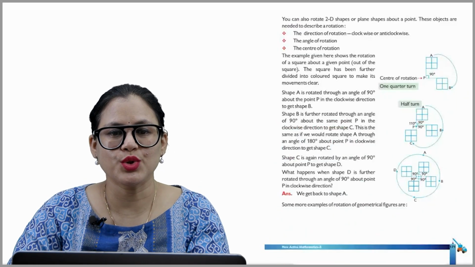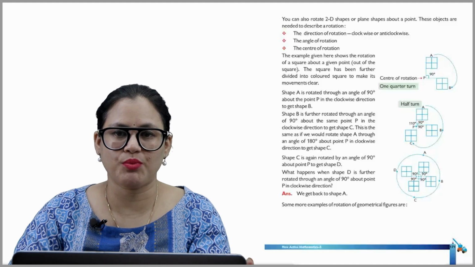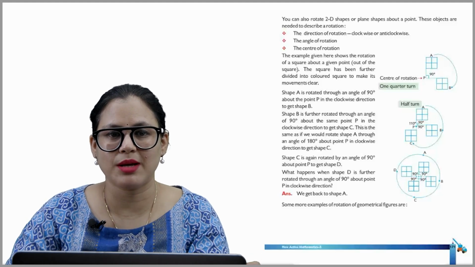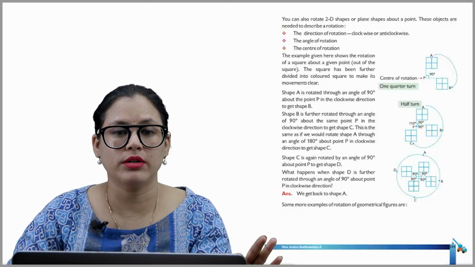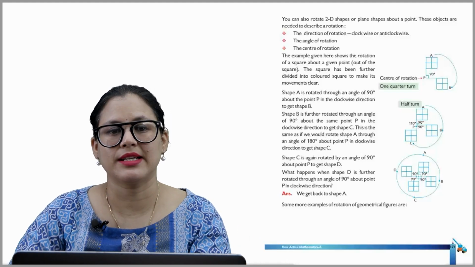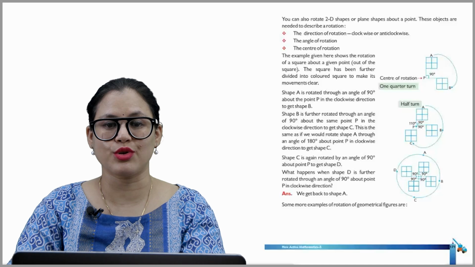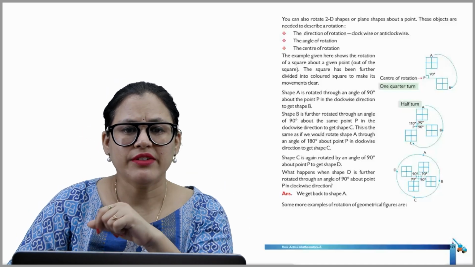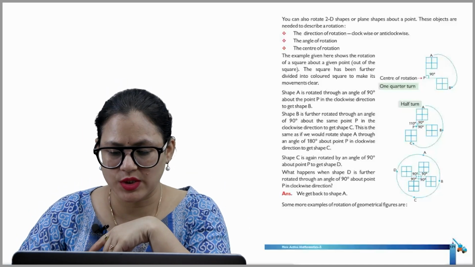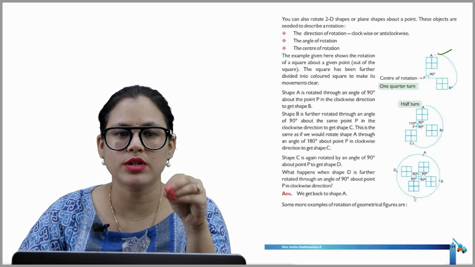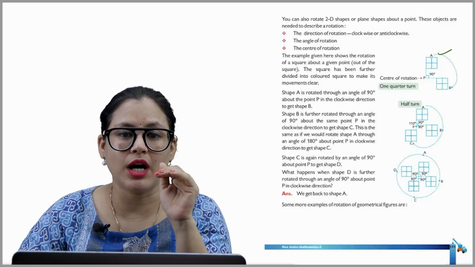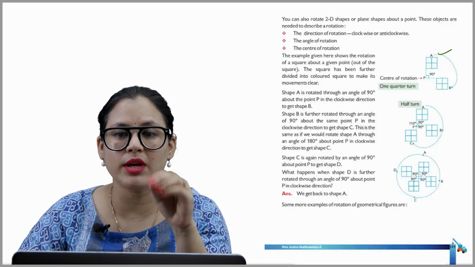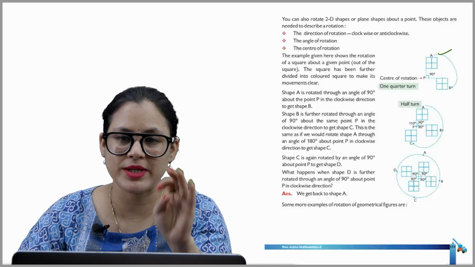You can also rotate 2D shapes or plane shapes about a point. These objects are needed to describe a rotation: the direction of rotation, clockwise or anti-clockwise, the angle of rotation, and the center of rotation. The example given here shows the rotation of a square about a given point outside the square. The square has been further divided into colored squares to make its movements clear.